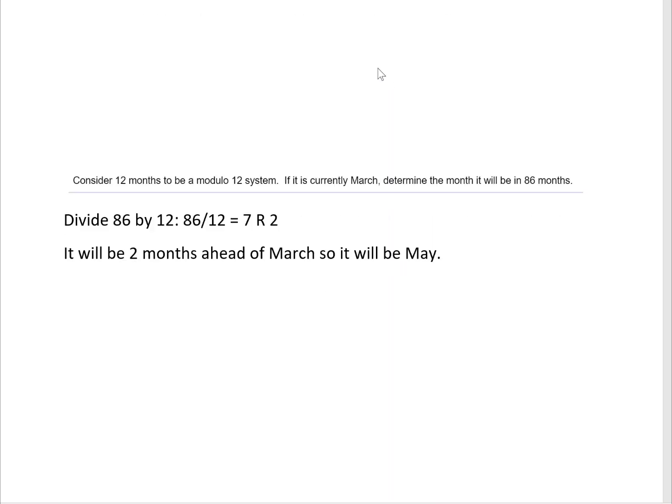Consider 12 months to be a modulo 12 system. If it is currently March, determine the month it will be in 86 months. Divide 86 by 12, we get 7 remainder 2, so it will be 2 months ahead of March and it will be May.